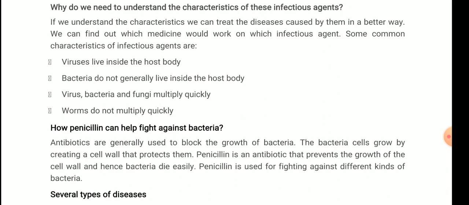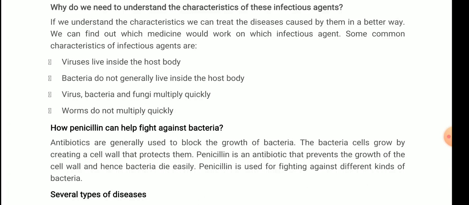See, if we understand the characteristics, what are the characteristics? The property that a particular organism or a particular thing shows, that is its characteristics. So if we understand the characteristics of an organism pretty well, then we can treat the disease caused by it well, because if we know how it is sustaining its life, how it's doing its different metabolic processes, then we can easily treat the diseases caused by various organisms. So that's why we need to understand the characteristics of these infectious agents. Because if we know the characteristics of a particular organism, only then can we find out which medicine would work on which infectious agent.